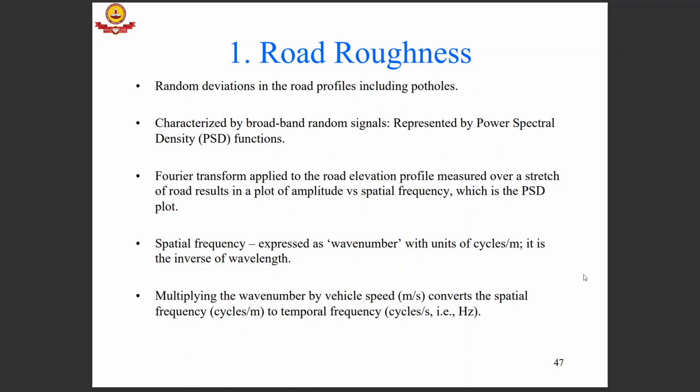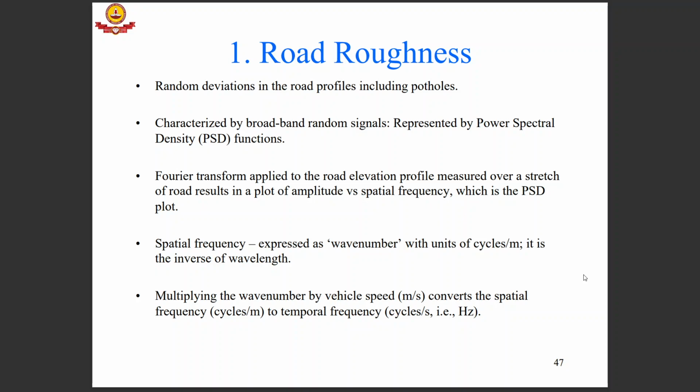Right. If you were to capture a road profile over a stretch of road, and then apply Fourier transform to it, it would result in a plot of amplitude versus frequency, which is the power spectral density plot. So the spatial frequency is expressed as a wave number with unit called cycles per meter. It is inverse of wavelength, and multiplying the wave number by vehicle speed converts the spatial frequency to temporal frequency.